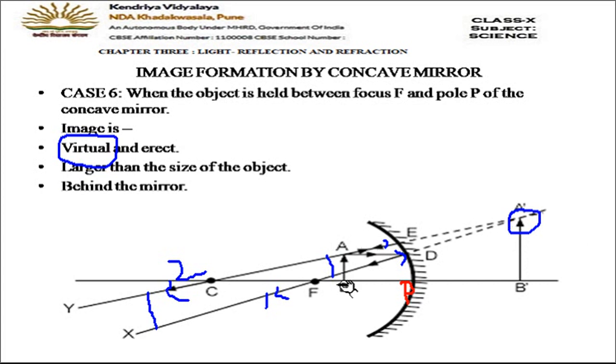Fine. And you can clearly observe that the size of the object is much smaller and the size of the image is larger. Okay, so image formed will be larger in size. And what is the location now, children? It is behind the mirror. So these are the 6 cases which we have studied of the concave mirror.